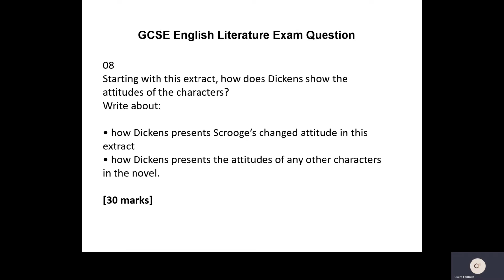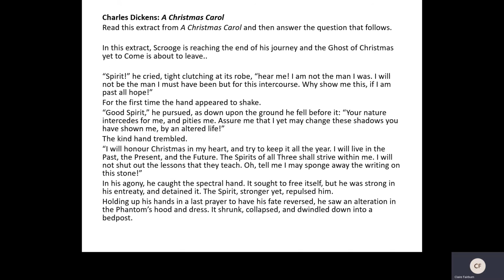So if we have a look at the exam question this week, it's different from last week's, and it states, starting with this extract, how does Dickens show the attitudes of the characters? The first bullet point states, how does Dickens present Scrooge's changed attitude in this extract? And then how does Dickens present the attitudes of any other characters in the novel? Again, this week, we are going to focus on the first bullet point about how Dickens presented Scrooge's changed attitude. And here is the extract.